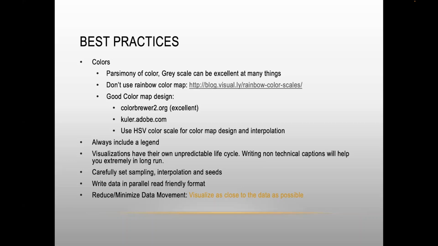Try not to use the rainbow color map. It's being phased out from many of the visualization packages. It used to be the default. It doesn't quite work well. It's perceptually nonlinear, so don't use the rainbow color map. Try not to design color maps yourself. There is a good resource called colorbrewer.org or colorbrewer2.org. You can look at that and pick color maps from there. It's incredibly hard to actually design good color maps that will work well on a variety of devices and for a wide variety of people as well.